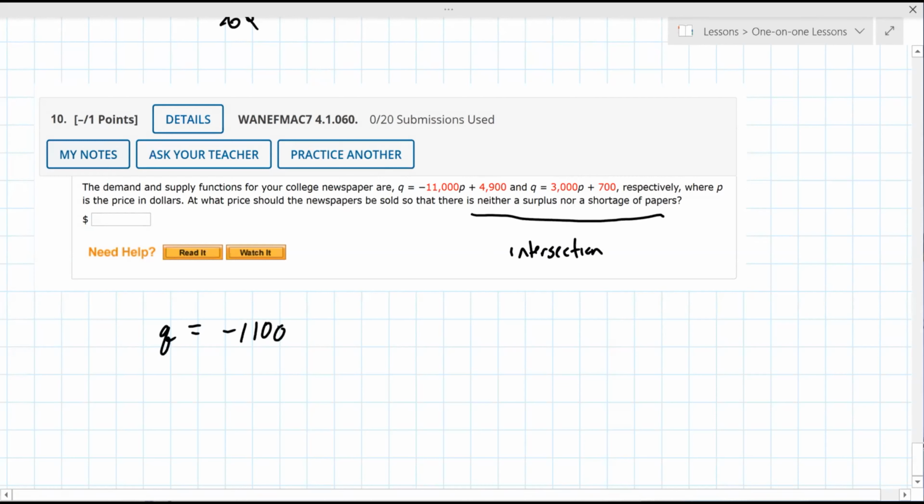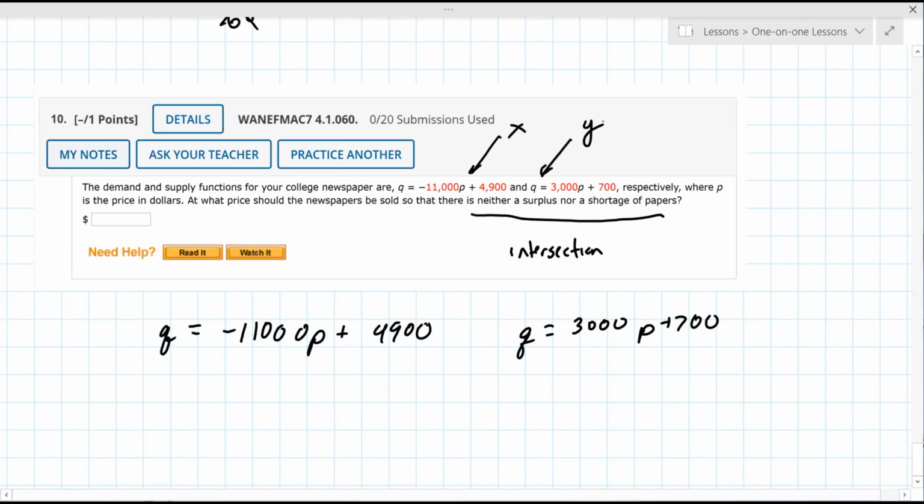This one, I can't tell how big the numbers get, but whenever I see a 4,900, that means you've got to go pretty high on your axes. And the other one is Q equals 3,000 P plus 700. One of the challenges here is that P is the equivalent of X, and Q is the equivalent of Y. In high school, we would say just switch the variables, but you should know that P comes before Q. Does P come before Q? I think it does.